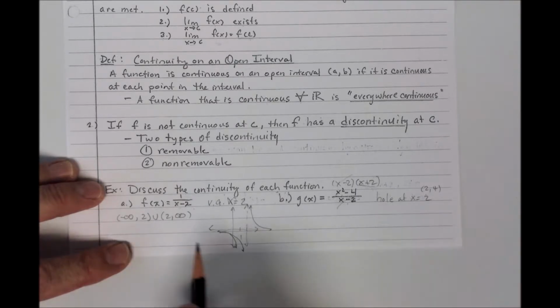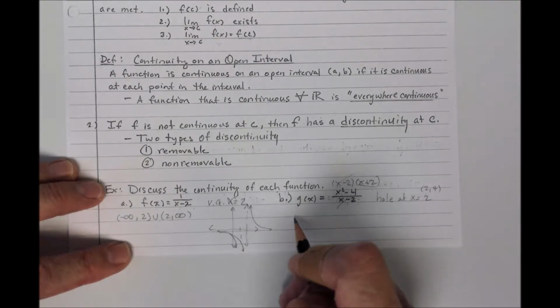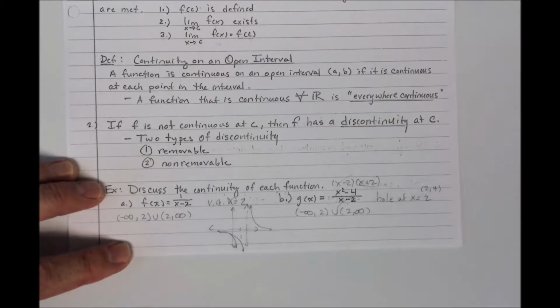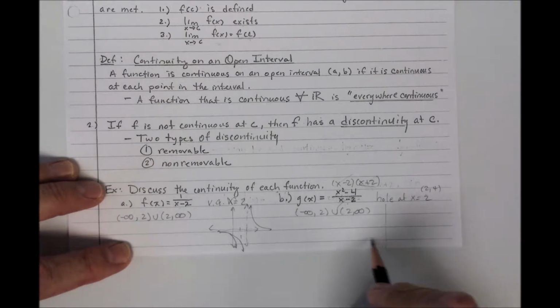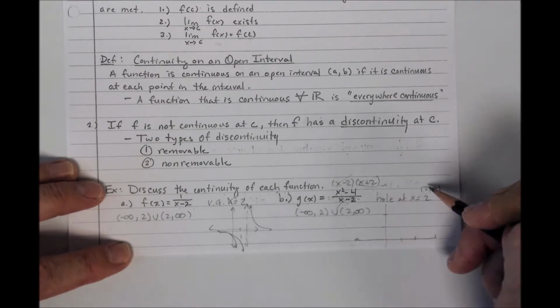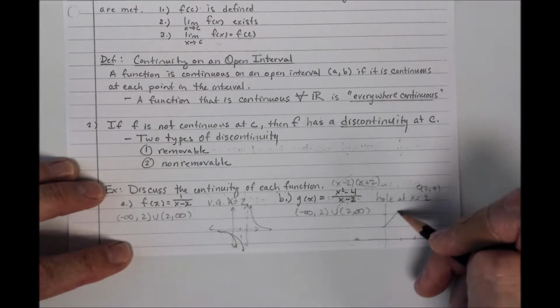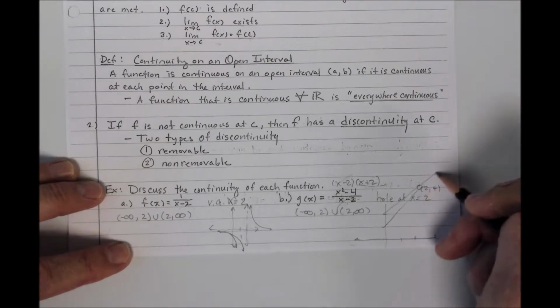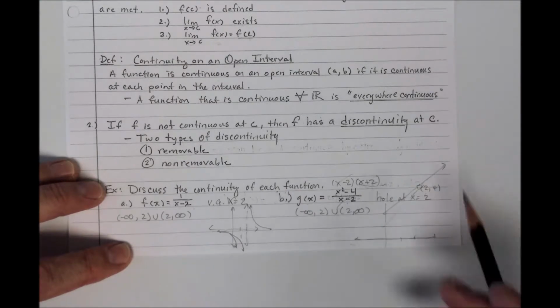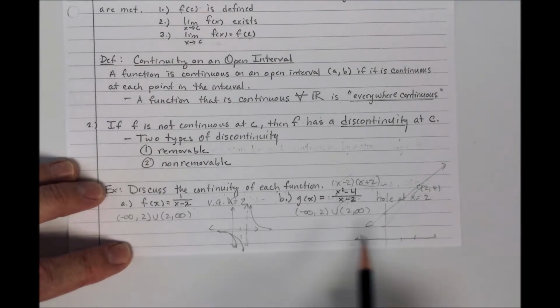So same thing here. This is continuous from negative infinity to 2 and from 2 to infinity. However, what happens here, and I'm probably not going to be able to draw this well, we have a hole in the graph, like this, at x equals 2. So whereas this is non-removable, this would be removable discontinuity.